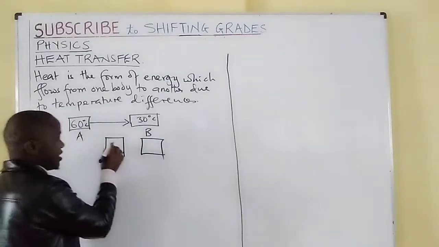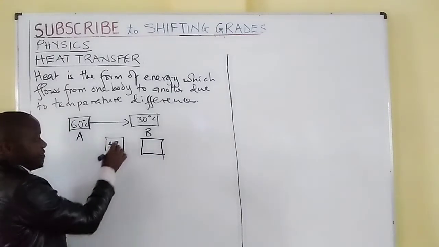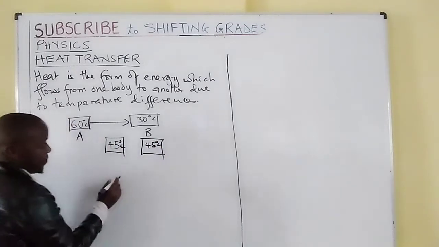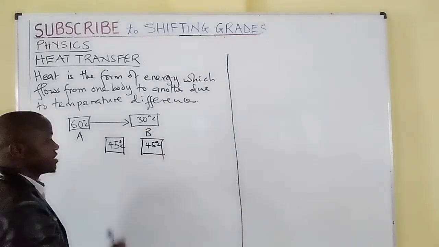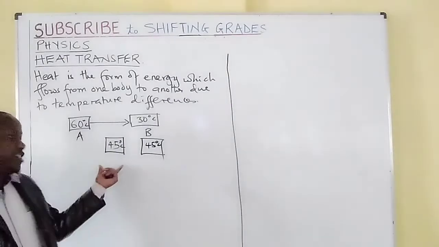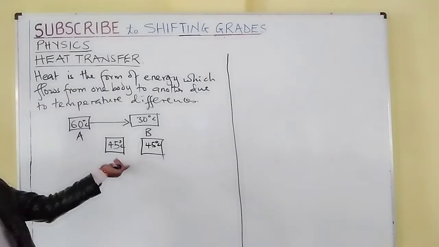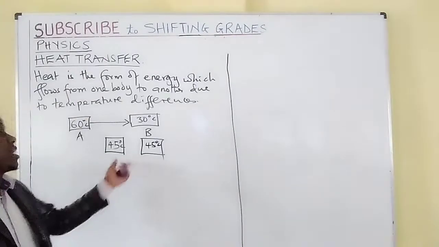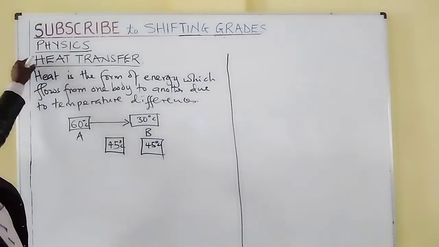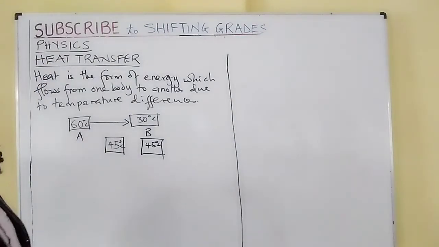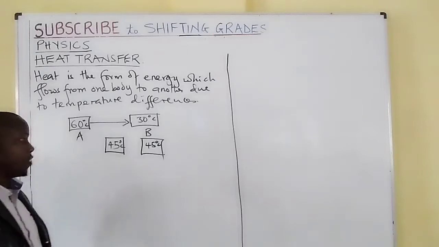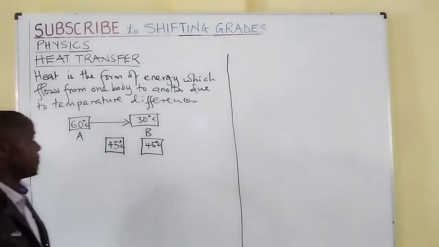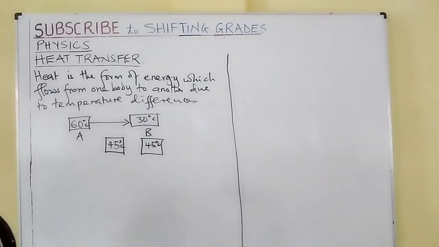So you'll be finding that at the end of some given time, body A and body B will both be at 45 degrees Celsius, and at this common temperature, there will be no net flow of heat from one body to another. Therefore, generally, heat is the form of energy that can flow from a body at a higher temperature to another at a lower temperature. So that is generally what we call heat.